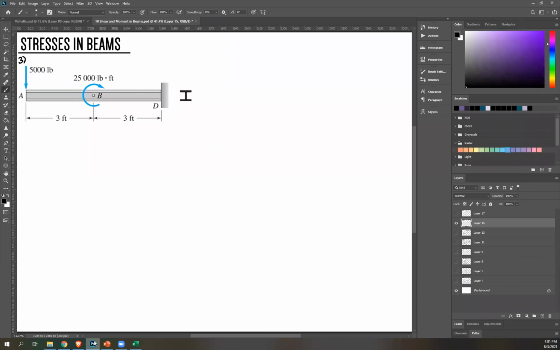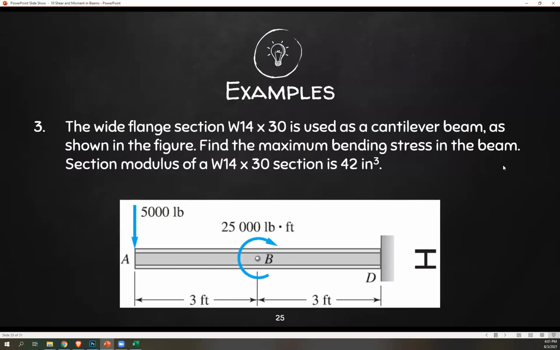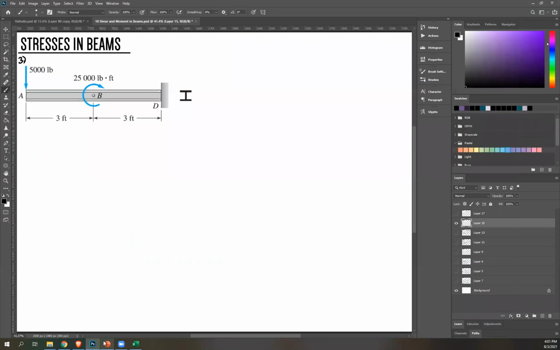Let's solve. Again, what are we looking for? Maximum bending stress. Same process: we need to get the bending diagram to get the maximum stress. Let's continue. There's an applied moment there, so I'm going to write a guideline there. This is a cantilever beam, so there's going to be a reaction here. There's only one applied force, so we can solve for RD. RD is already just 5,000.